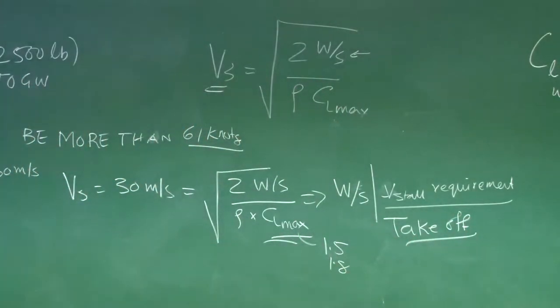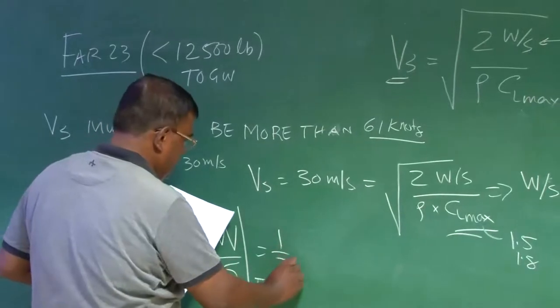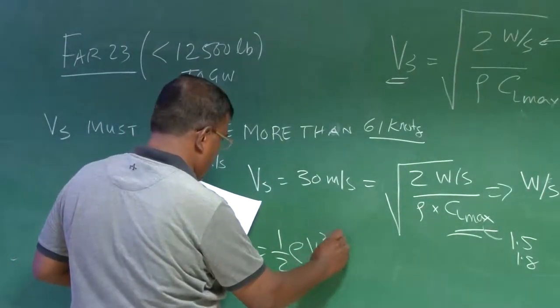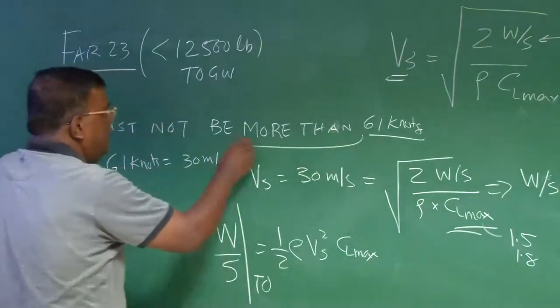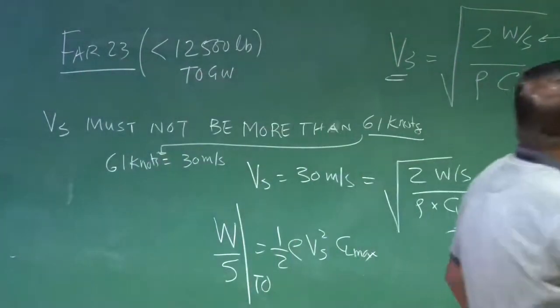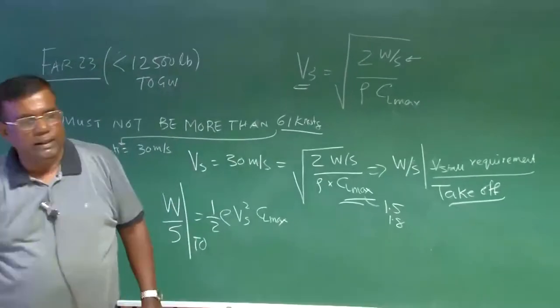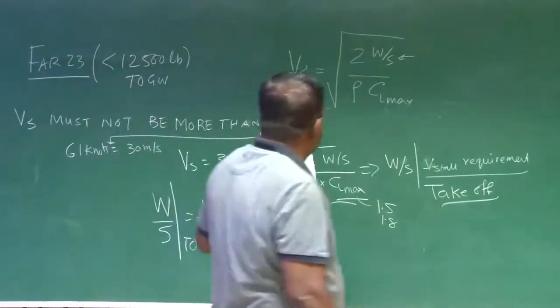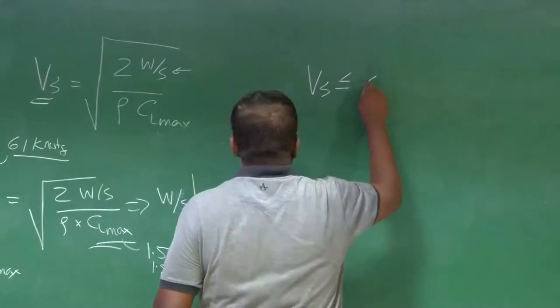So if I write more explicitly, W by S for takeoff will be half rho V stall square into CL max. If you see here, there is a slight error which has come, and you need to be careful about it. That's why I will now come to the observation that we often commit an error like this, although that is small. What is the specification? It says V stall cannot be more than 61 knots.